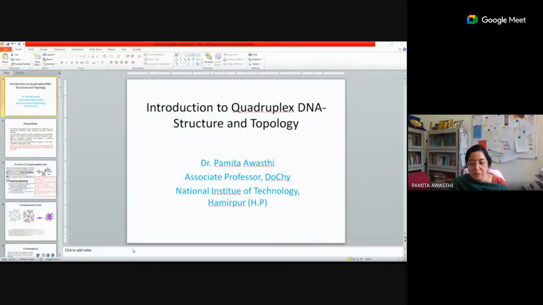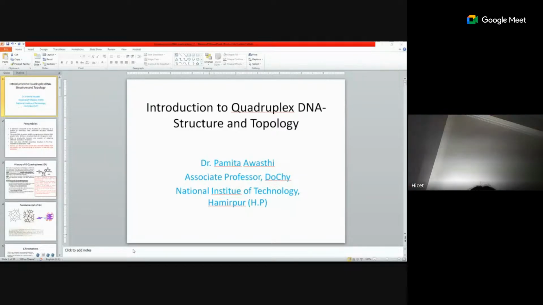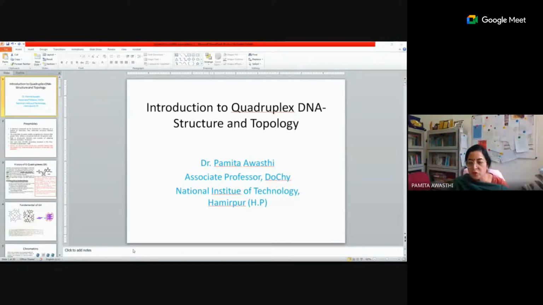I'll try my level best to introduce what these DNA quadruplex structures are and how we read them. Though there is a lot of information available online on this virtual platform, I'll try my level best to give you the concrete picture of what they are and how we study them, how we read them, because we all know what DNA is and what their various applications are. So let us start with it.